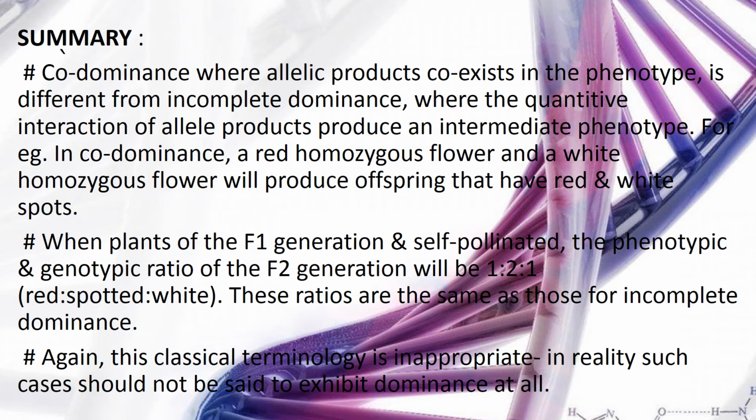white spots. 2. When plants of the F1 generation are self-pollinated, the phenotypic and genotypic ratio of the F2 generation will be 1:2:1. That is, red to spotted to white. These ratios are the same as those for incomplete dominance. 3. Again, this classical terminology is inappropriate. In reality, such cases should not be said to exhibit dominance at all.